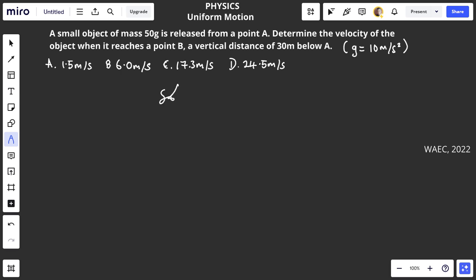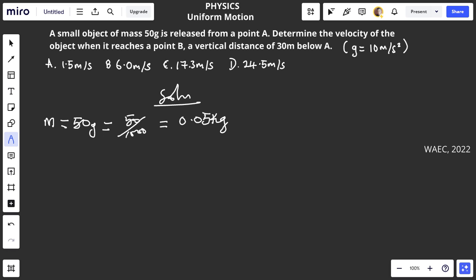So quickly, let me write up my parameters. The first parameter there is mass, which is 50 grams. If you convert that to kilogram, because the SI unit for measuring mass in physics is kilogram, you divide 50 by 1000, that will give you 0.05 kilogram.